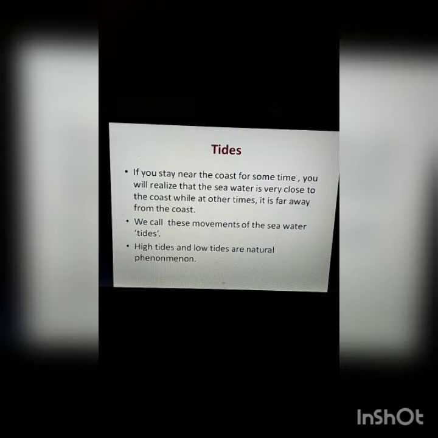So what are these movements of sea water called? The movements of sea water are called tides. High tides and low tides are natural phenomena. Sometimes there is high tide and sometimes it is low tide, which are natural phenomena. Moving ahead.